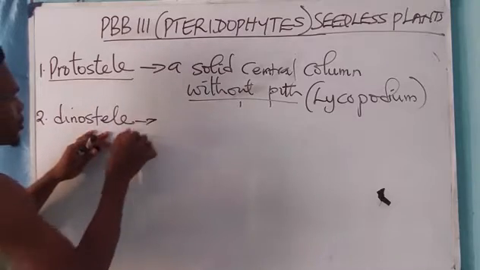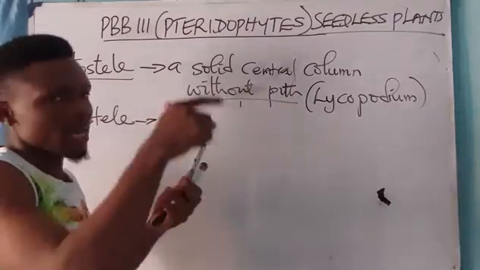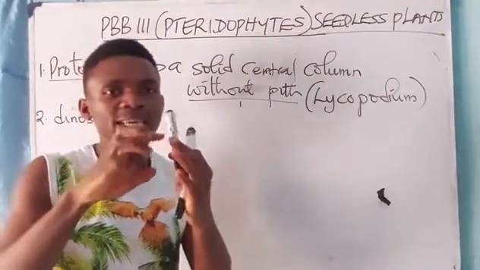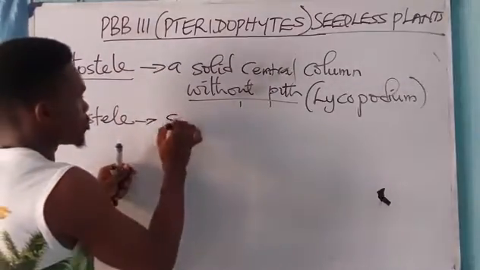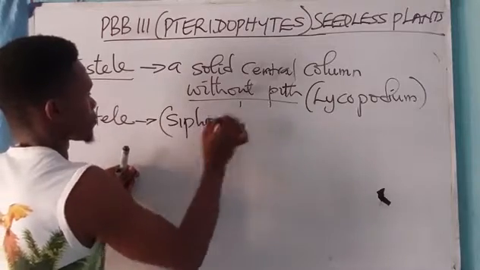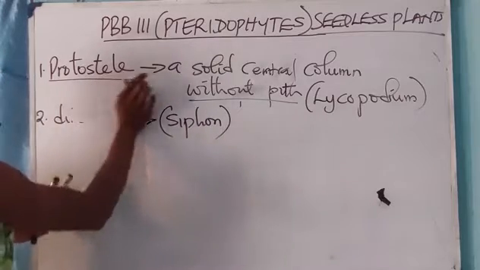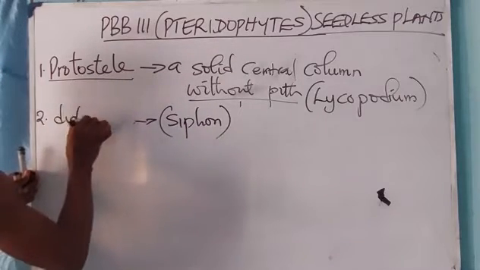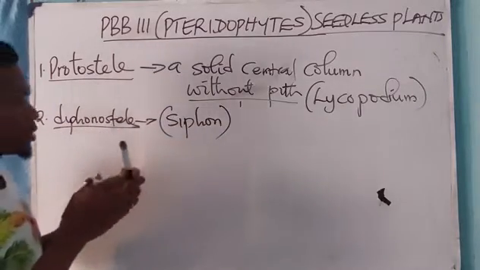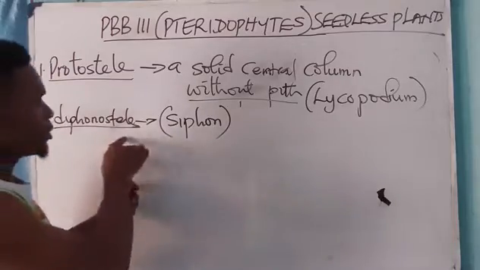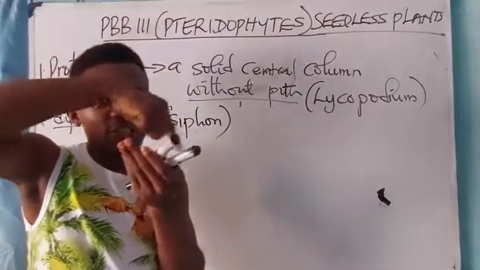And two, we now also have the siphonostele. The siphonostele is produced when the xylem is found forming a cylinder around a hollow medium, and that hollow medium is called a siphon. This is the right word: siphonostele.